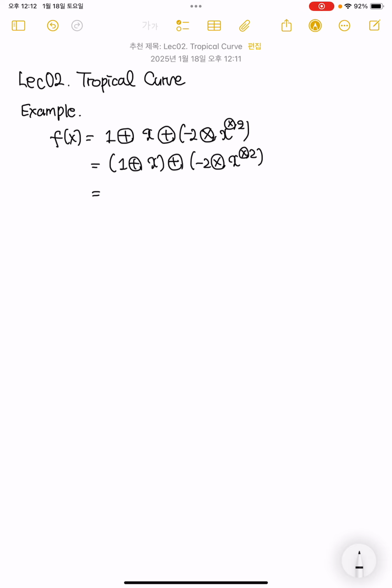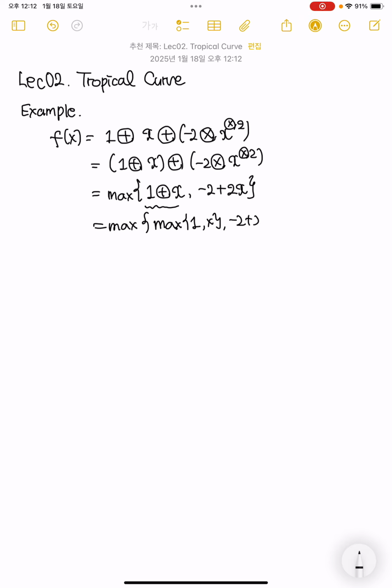This means that we choose the maximum one. Tropical sum means maximum, and tropical multiplication means the natural usual addition, as you know. So that becomes like this. And this part we can say like this. Okay. Then we can plot the graph.